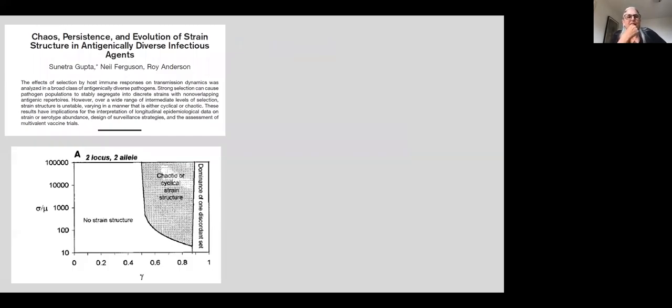So in one of the initial papers in Science by Sunetra and colleagues, you can see that if you look at the bifurcation diagram on the bottom, this intensity of competition or cross-immunity gamma is very important to the dynamical regime you see. Of course, if gamma is weak enough, you see no strain structure. If you move completely to the right, we get to what they call a discordant set, which is the complete limit, no overlap between the steady state, and then in the middle we have either periodic or chaotic cycles with some replacement.